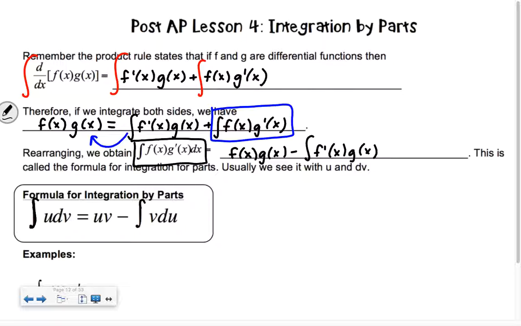I personally don't even memorize that, because I had trouble with it when I was in calculus, remembering which one was the v and which one was the u. So I just do a little method, okay? And I'm going to show you the method that I do.